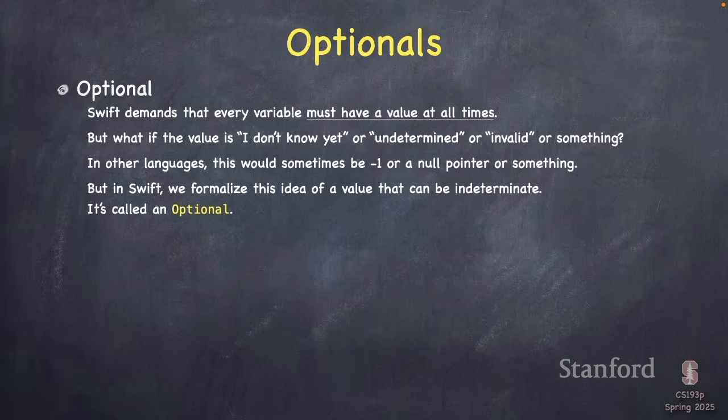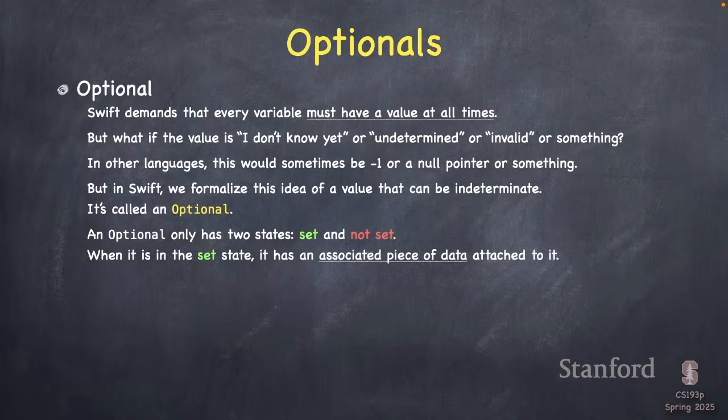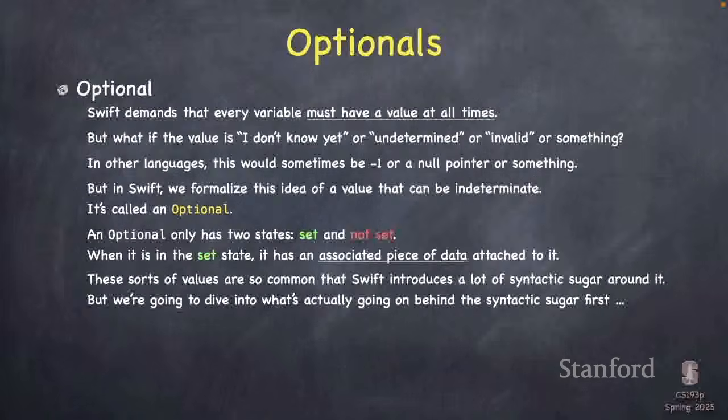Optional is a type. It is a type. The optional can only be in two states, set and not set. That's it. That's the only two states it has. And in the set state, it can have some associated value going along with it, right? Because obviously if it's set, it has to be set to something, so there's the something that it's set to. Now, these sorts of values, these optionals are so common that Swift adds a lot of syntactic sugar to it. Remember what syntactic sugar, you know that phrase, is stuff that the compiler will put in there to make your life easier. And I'm going to show you how it works first, and then we'll go talk about the syntactic sugar.